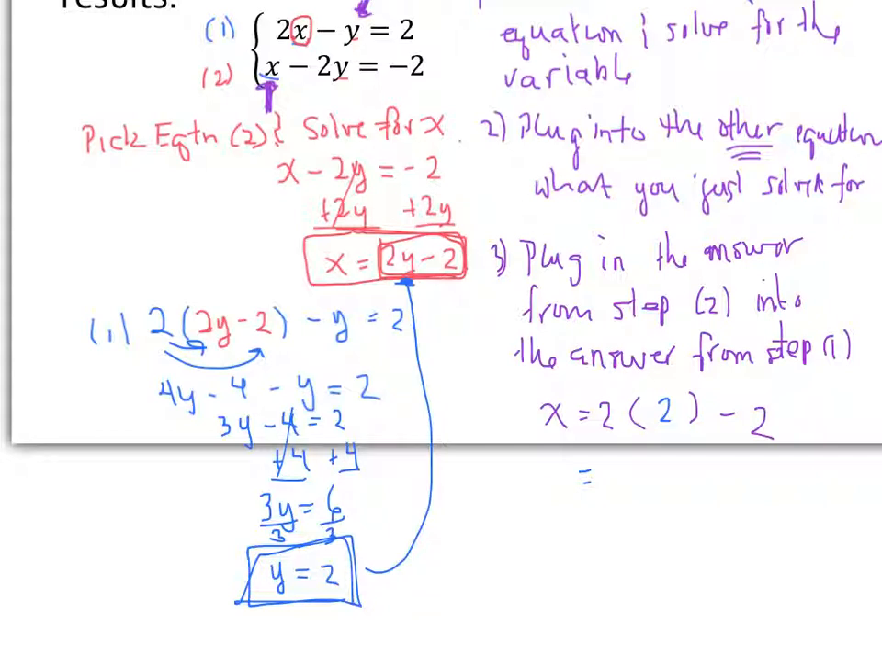2 times 2 is 4, 4 minus 2 is 2, and so my answer, my solution, there's two ways to write it. But I think the one that's more descriptive is this, x equals 2 and y equals 2. Because now you can see that you're looking for two numbers that satisfy both equations, and this is what we're doing.